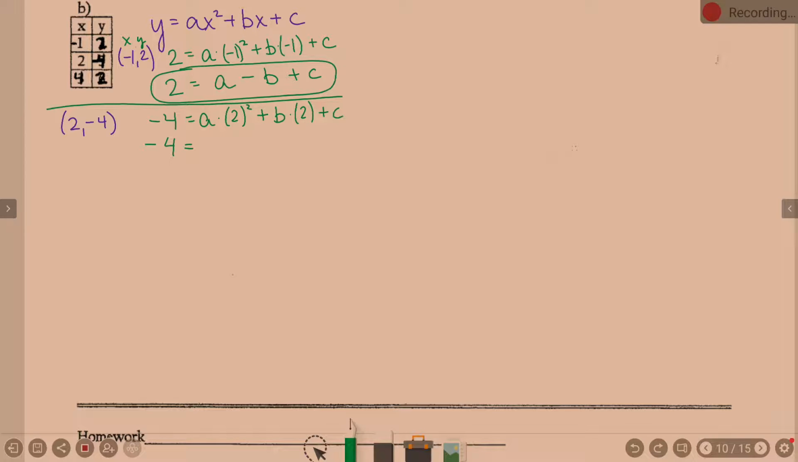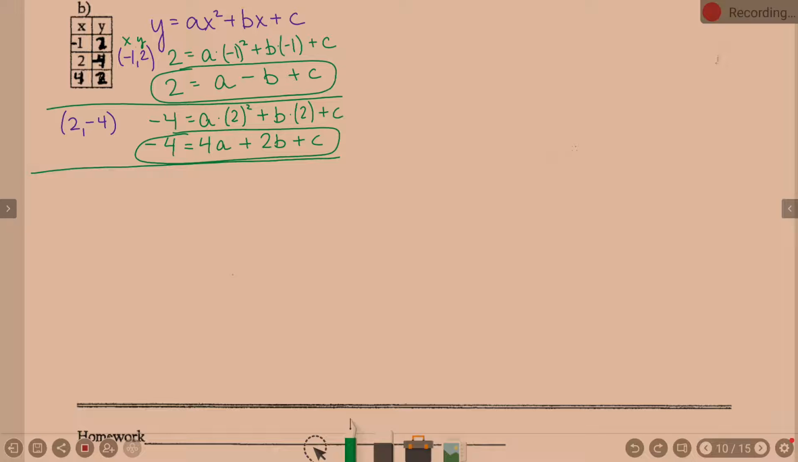2 squared is 4. So 4 times a is 4a, plus b times 2 is 2b, plus c. That's what I call equation 2.